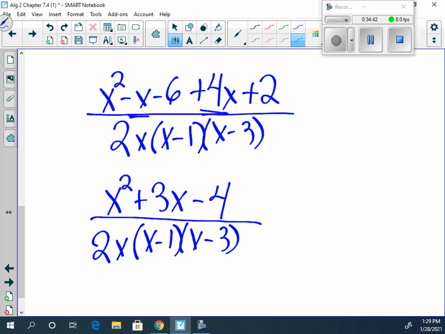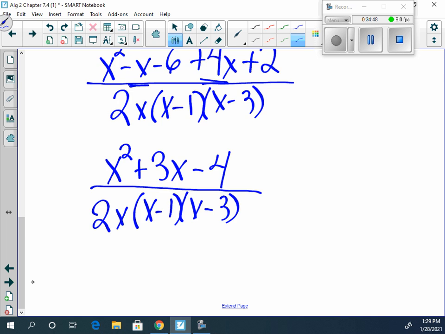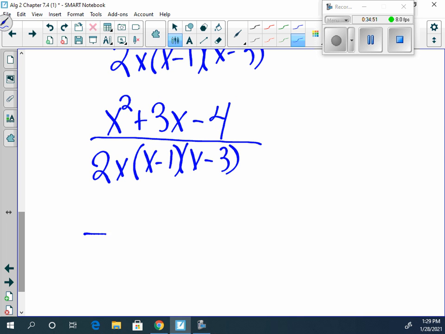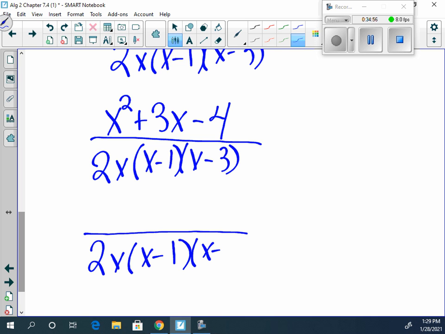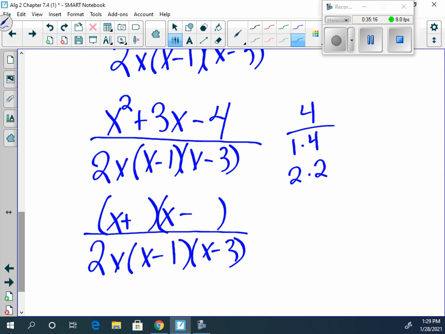Well, it works out that the numerator will factor. X squared plus 3x minus 4 will factor. Well, since the 4 is negative, the signs are opposite. And what are the factors of x squared? x and x. Now the factors of 4 are 1 and 4 or 2 and 2. Which one do we want to try first?